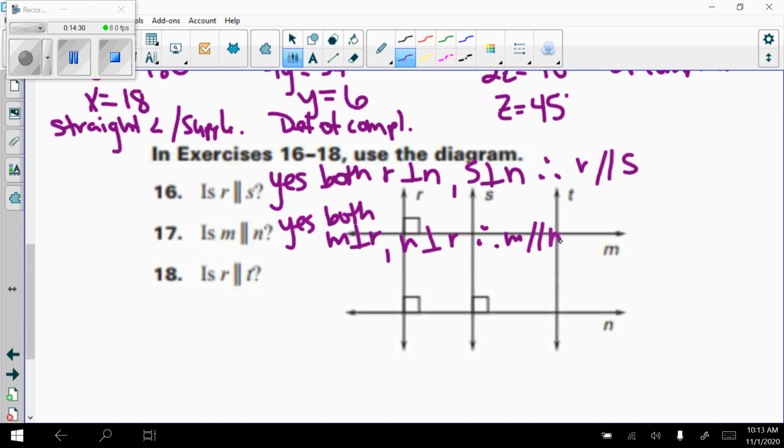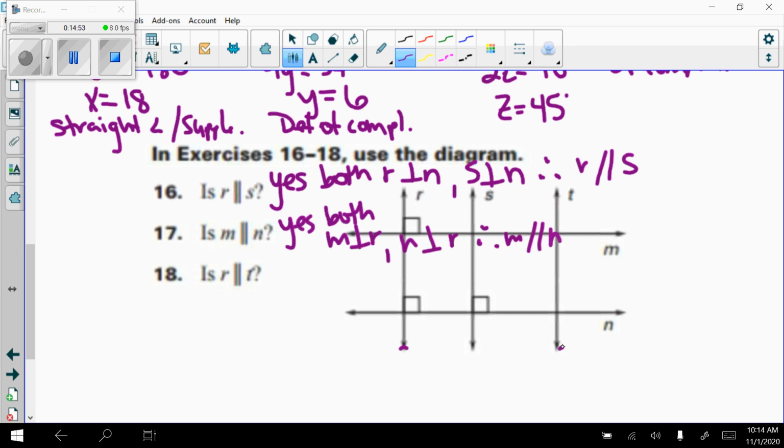The last one asked me, is R parallel to T? So this line over here parallel to this third line over here. In the picture it sure does look like it, but remember that we cannot assume anything like that. We cannot assume parallel lines. We cannot assume right angles. Remember, all of those things we cannot assume.